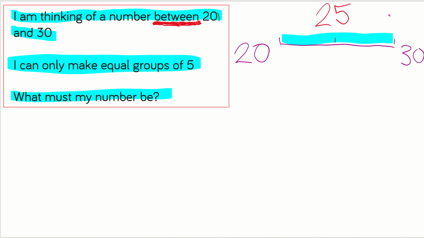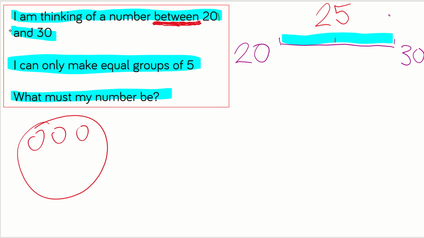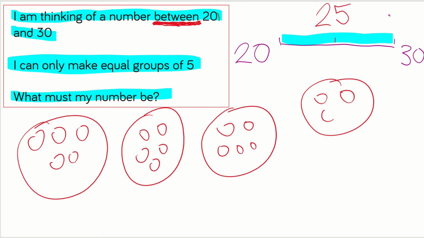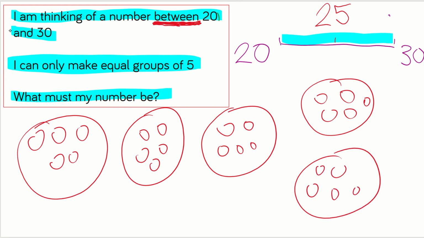25. Let's try it. So 5, 10, 15, 20, 25. 5 in there, 5 in there, 5 in there, 5 in there, 5 in there.